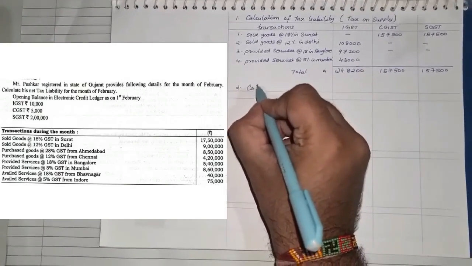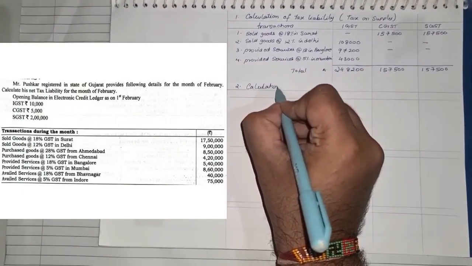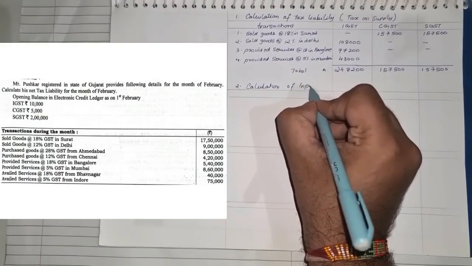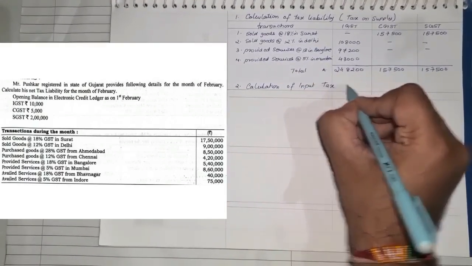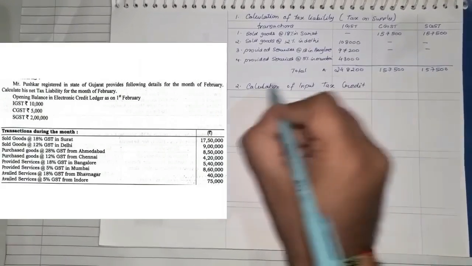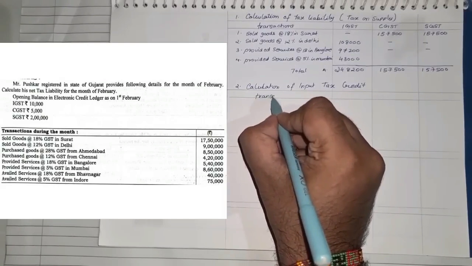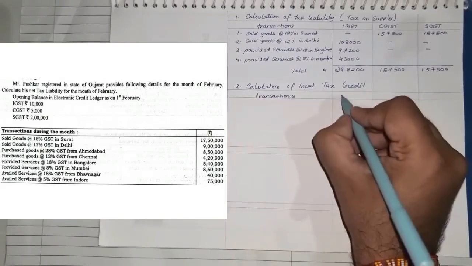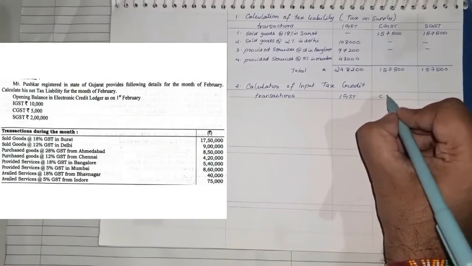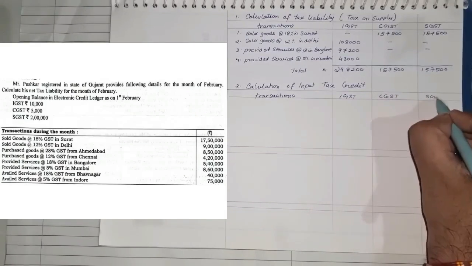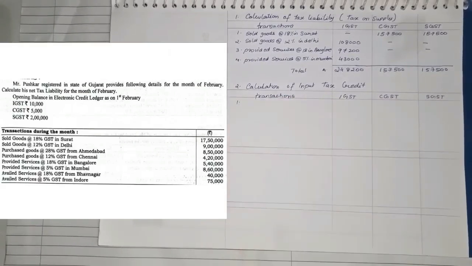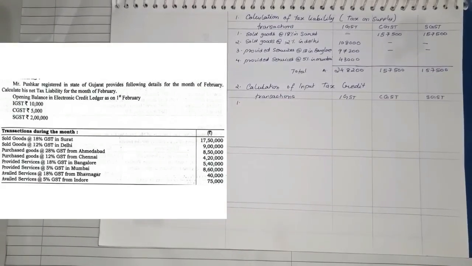Step number 2, calculation of input tax credit. That is nothing but all the tax on purchases we have to find. So we'll again have transactions, IGST, CGST and SGST. Number 1: the very first thing given in the question is purchase goods at 28% from Ahmedabad. Ahmedabad, Gujarat, same state, so 28% will get divided into 14% each.